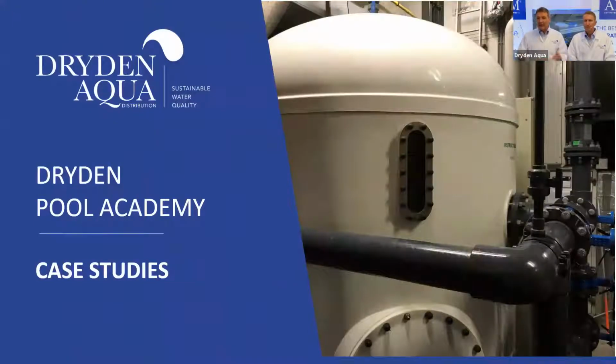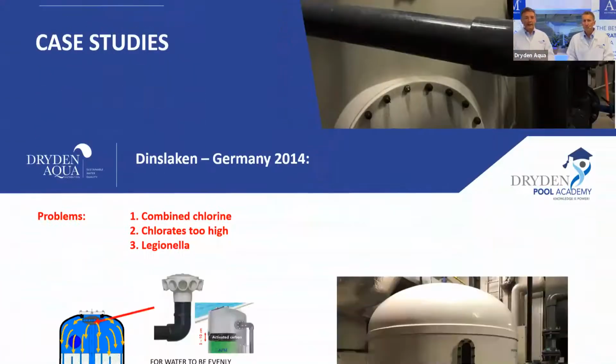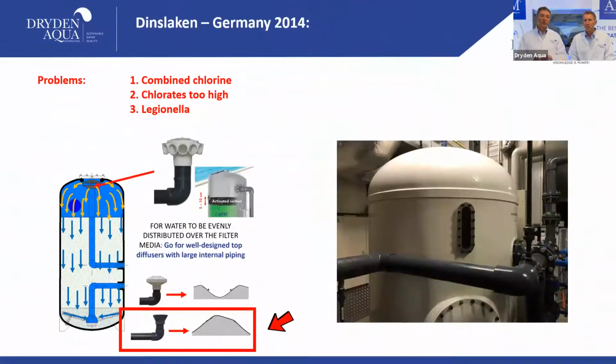Case studies, I take them because they are mine. That's one in Germany. That was a fitness center. They had AFM, and the customer called me and said, Dominic, I have a problem. I bought AFM, but I still have too high combined chlorine. I'm at 0.3 and not 0.2. Also, I have a layer of activated carbon, my chlorates are too high, and I have not big, but some Legionella.